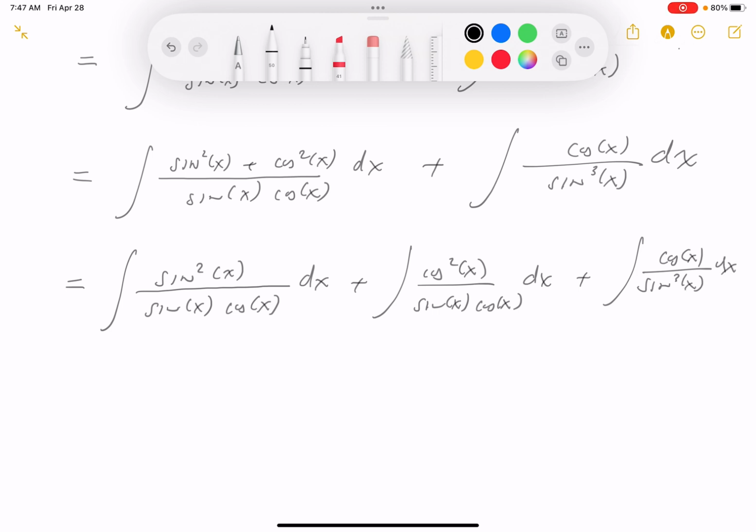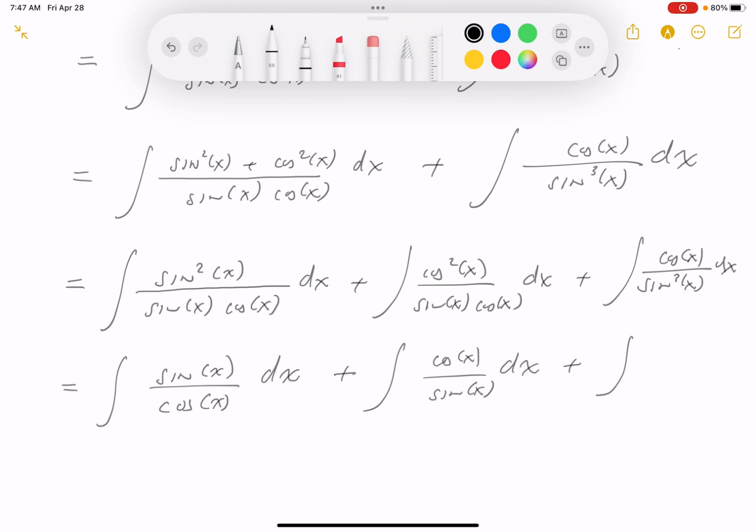All right, let's keep going. And what do you get here? Looks like you get sine x over cosine x. By the way, these cancellations are conditional. I'm not worried about the conditions at this point. Put the next one down. That's going to be cosine x over sine x. Things are getting a little bit simpler for me. Plus cosine x over sine cubed x dx.